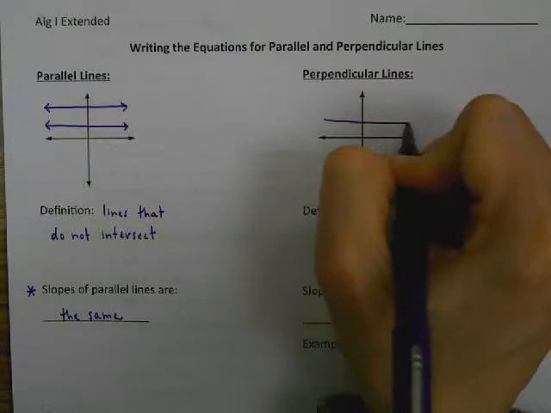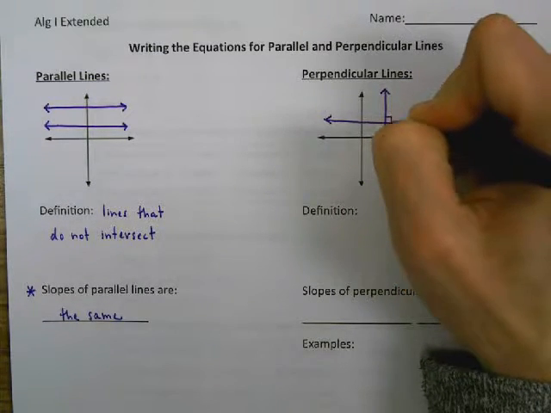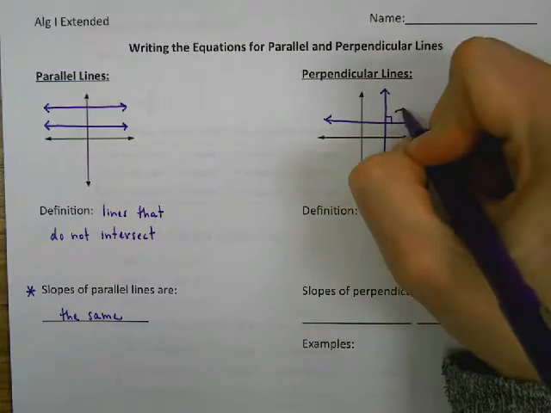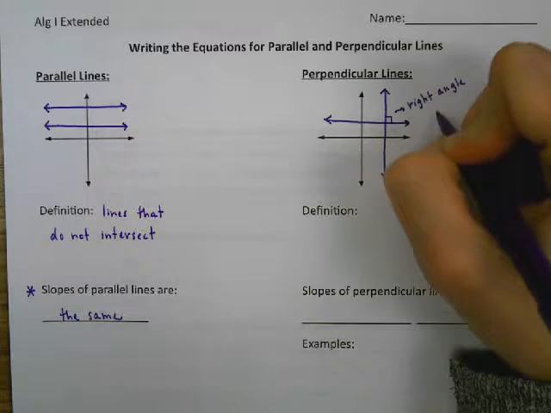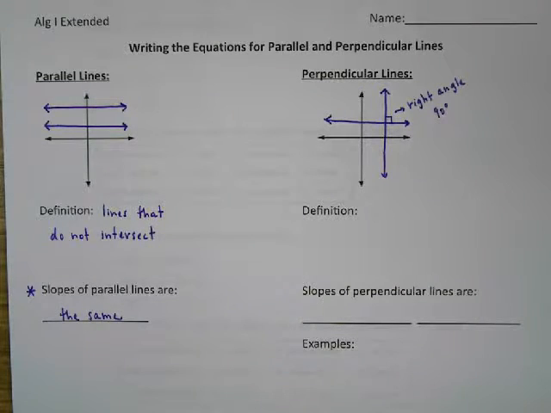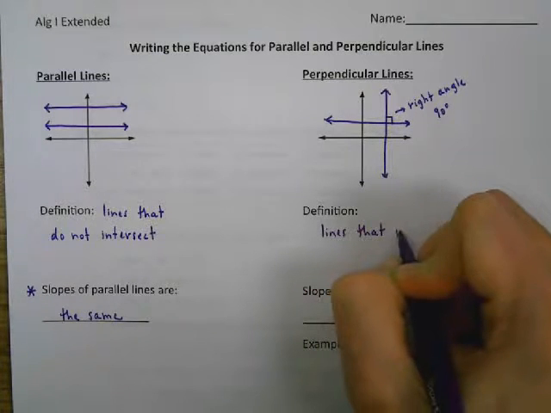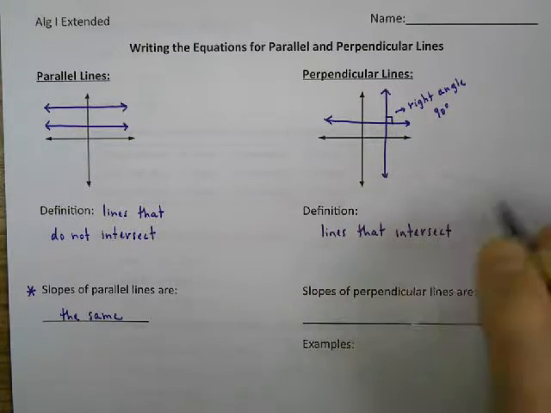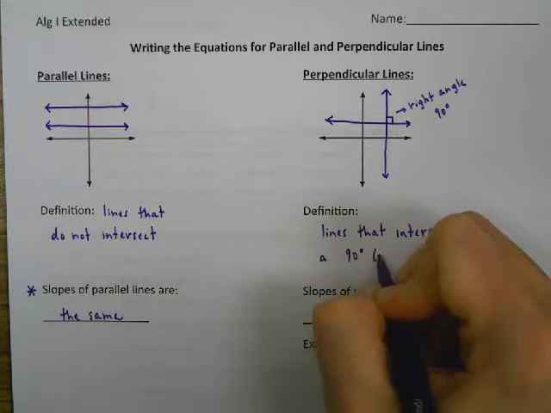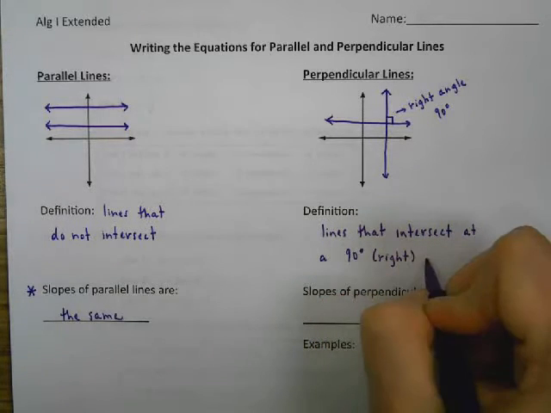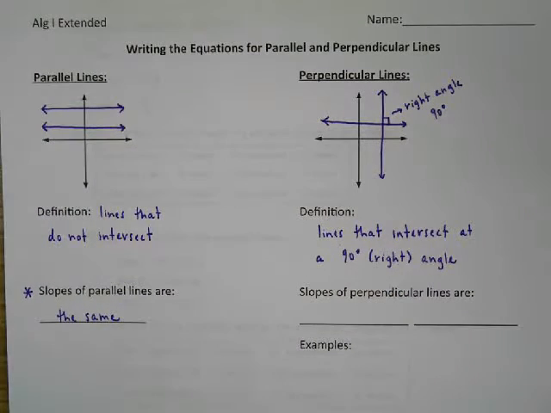Now, perpendicular lines, on the other hand, might look like this. Okay, and I'm using this symbol here. This means that's a right angle or a 90-degree angle. And so perpendicular lines are lines that intersect. They do cross, but they cross in a very specific way. They intersect or cross at a 90-degree or a right angle. So lines that intersect at a right angle.